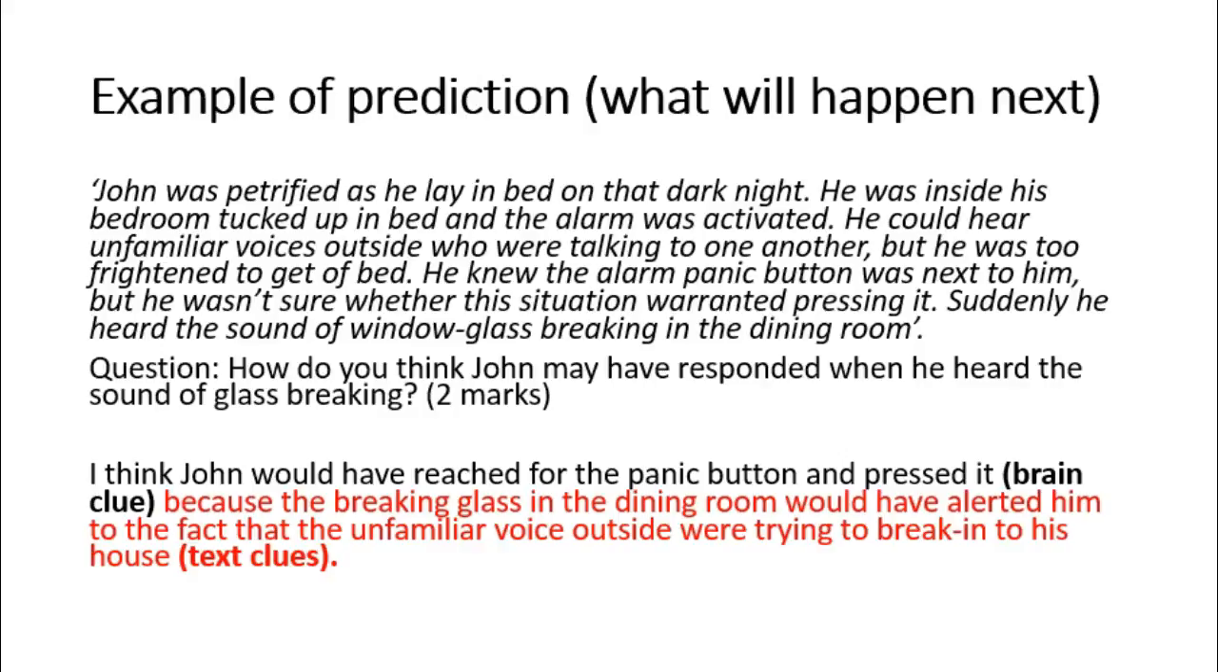Here the student needs to predict what John is going to do. So the brain clue would say, I think John would have reached for the panic button and pressed it. And now they've got to back it up. It's only worth 2 marks, this question. So it's 1 mark for what they think and 1 mark for a clue from the text, which means they only need 1 clue from the text. So, because the breaking glass in the dining room would have alerted him to the fact that the unfamiliar voices outside were trying to break into his house. And that is the text clue.